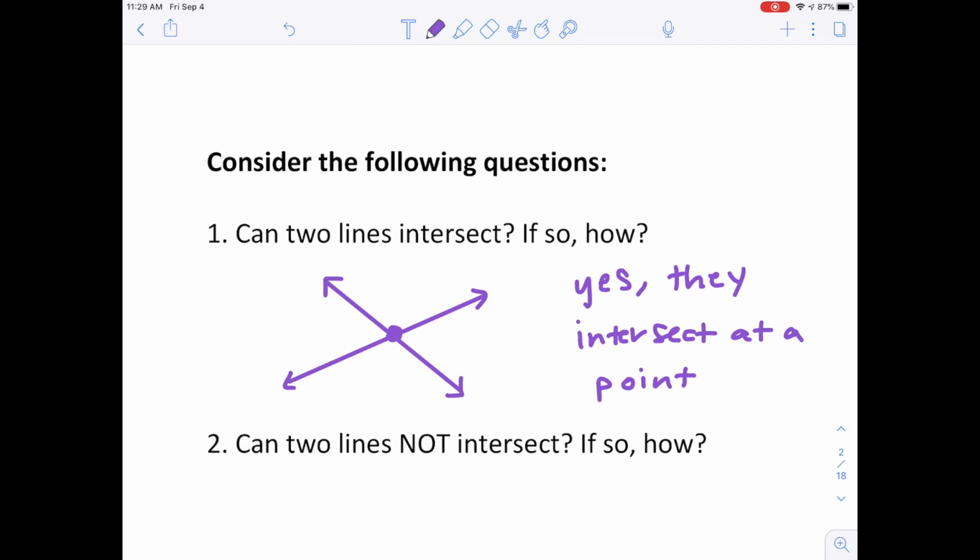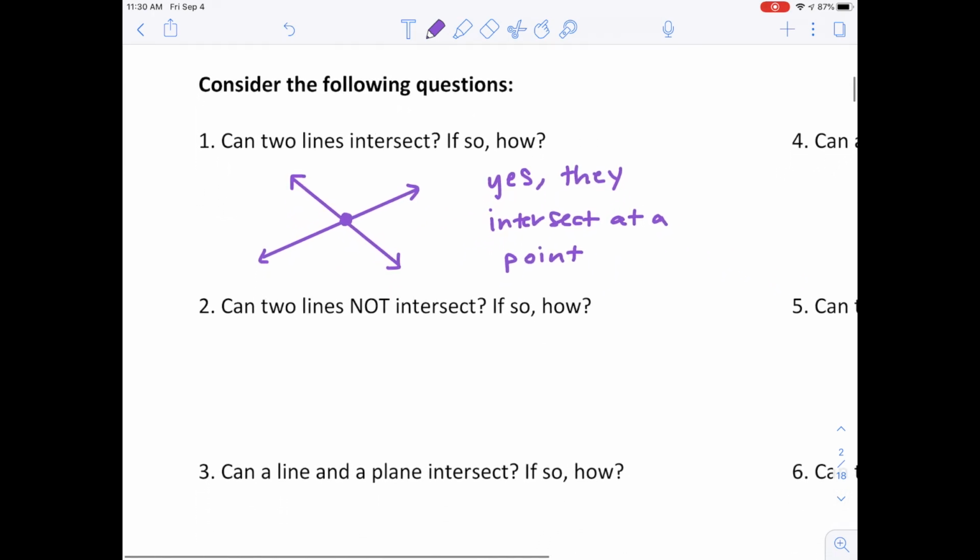For those of you who are thinking ahead, you could also say, hey, if I have two lines that are on top of each other, they intersect at infinitely many points, which is another way that two lines can intersect. But for today, an intersection at a single point is plenty to think about.